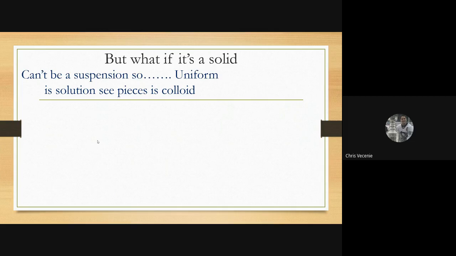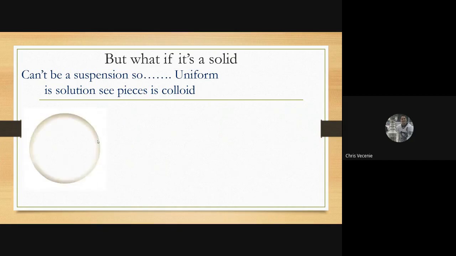And we go back to the whole homogeneous, heterogeneous thing. Solutions are homogeneous, so they look like one thing. Colloids are heterogeneous, so I fundamentally would see the pieces. You can't say is it clear or is it cloudy, because you can't see through it. If I shine light on it, it's not even going to enter it because of the particles. So you say, does it look like one thing, or do I see the pieces?